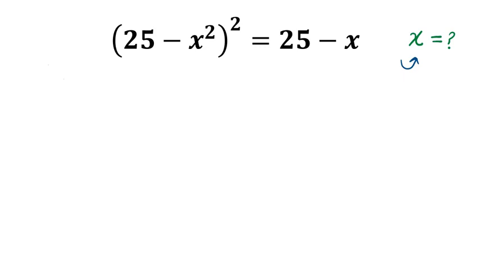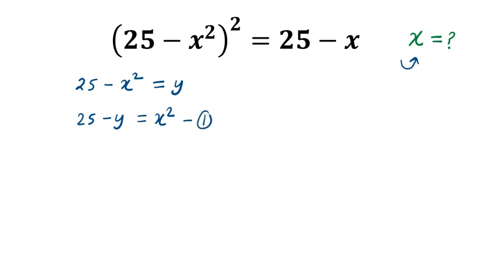Now let's start the solution of this question. Look carefully at the left hand side. Inside the bracket you have 25 minus x square, and in the right hand side we have 25 minus x. Here we will apply substitution: if we substitute 25 minus x square equals y, then 25 minus y, if we take left hand side, equals x square. Let us consider this as equation number first.